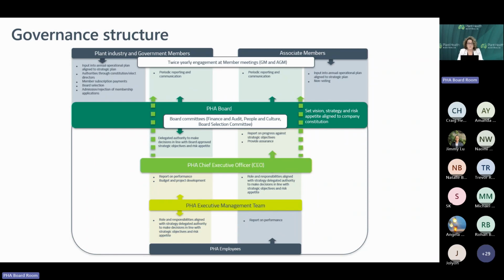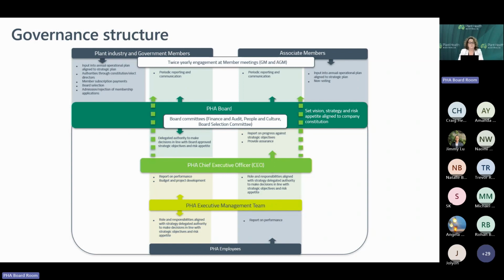This governance diagram before you outlines our structure and function with respect to the roles of members, the board and PHA staff. It also outlines formal reporting to and from members, board and PHA staff through the CEO. The CEO role is delegated responsibility by the board for the day-to-day running of the company in conjunction with the PHA executive management team and all staff to deliver the strategy set by the board.